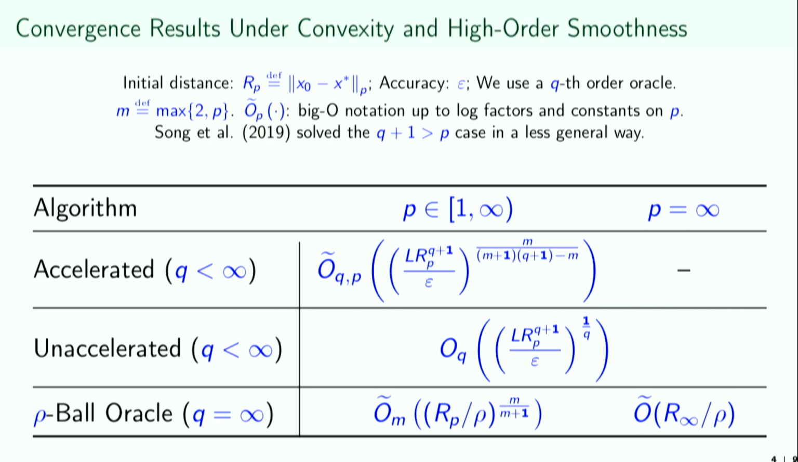Some of these results were already known when q plus 1 is greater than p. Here I only included a case where we have Lipschitzness of the q derivative instead of Holder continuity, just to simplify things. But we solved this in a more general way, even in that case, since we can work with inexact proximal point oracles in full generality. As it happens, and it was known for the first order case, when p is equal to infinity, there's no acceleration, but unaccelerated methods are optimal in that case.